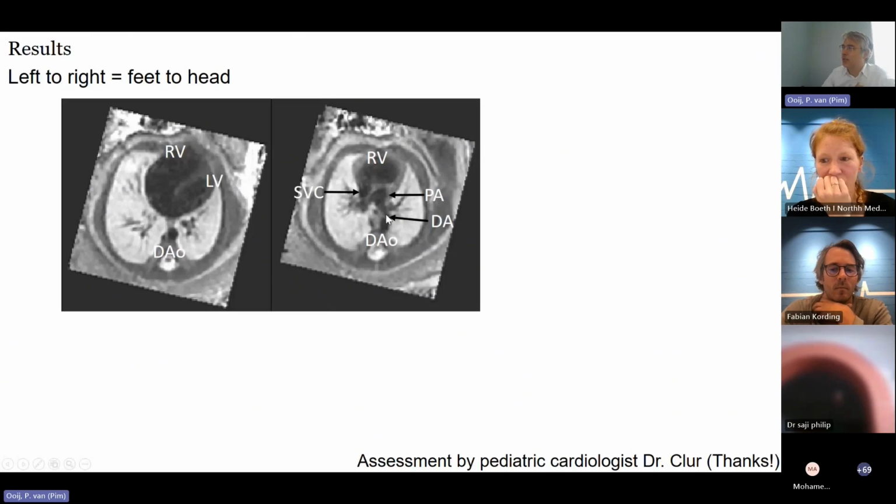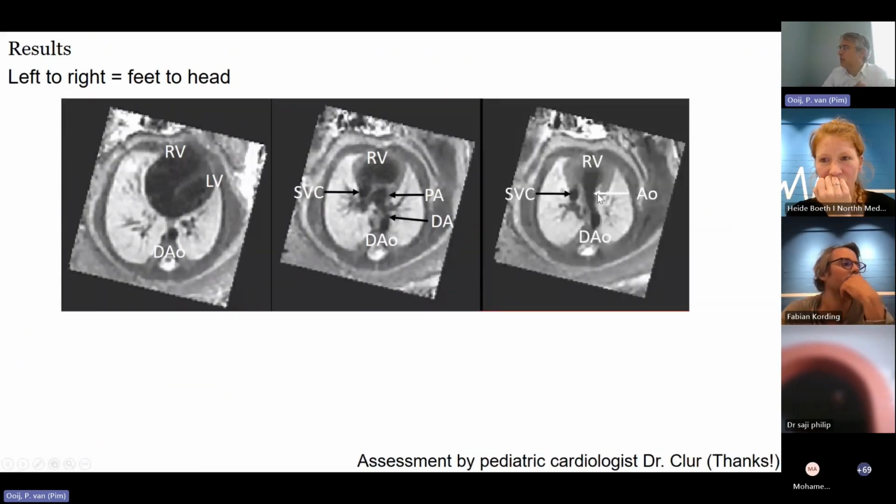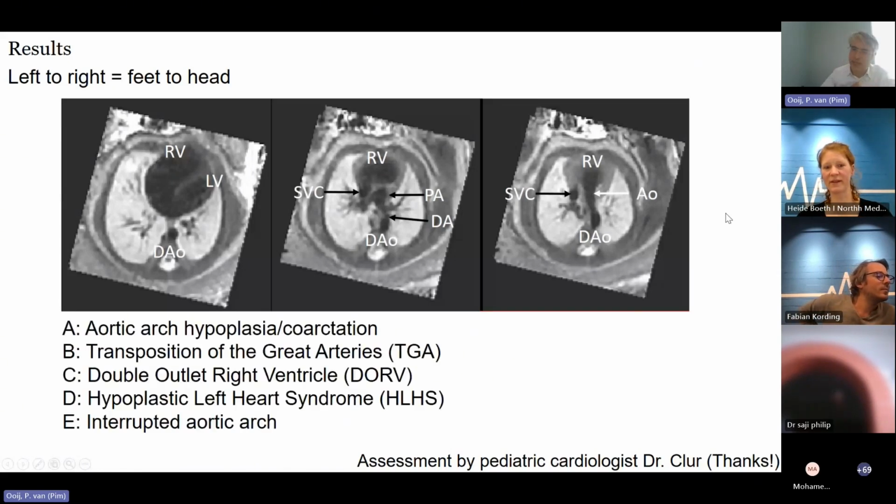And there's a duct here, and there's a descending aorta still. And then if we go one more up, we see that the aorta sprouts from the right ventricle. So now the question is to you, what abnormality would this then be?